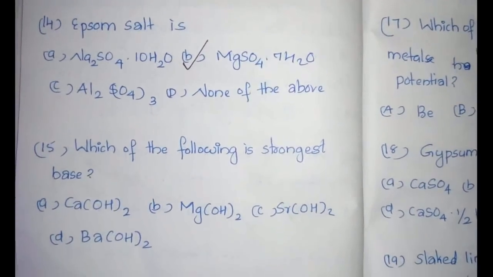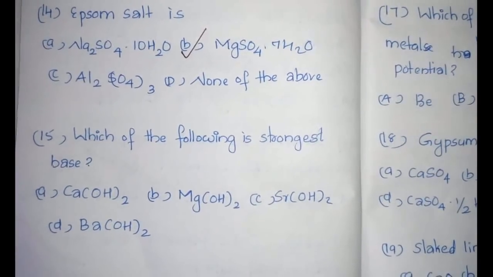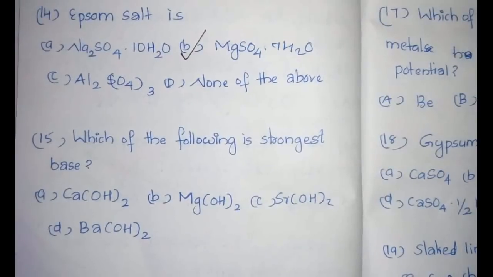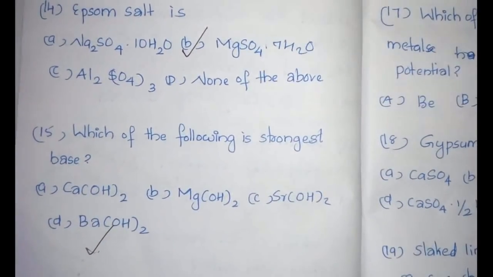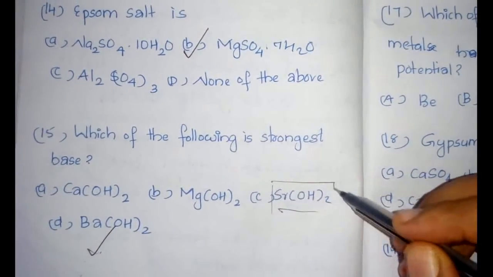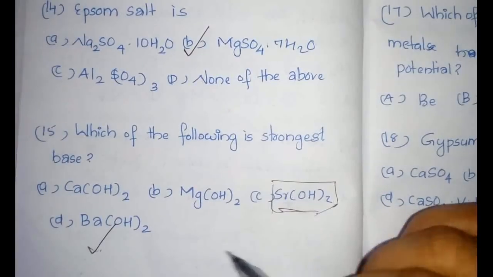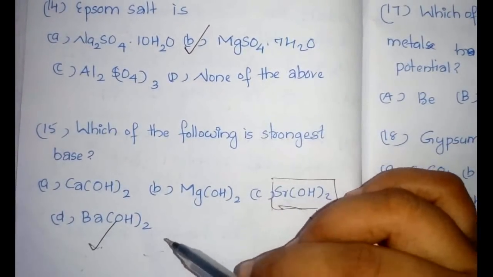Next question, the 15th question, is which one of the following is the strongest base? And you also already know that down the group the basicity will be increasing, and therefore for the 15th question option D will be the correct answer. Barium is more basic than strontium also. So the strongest base among these will be barium.